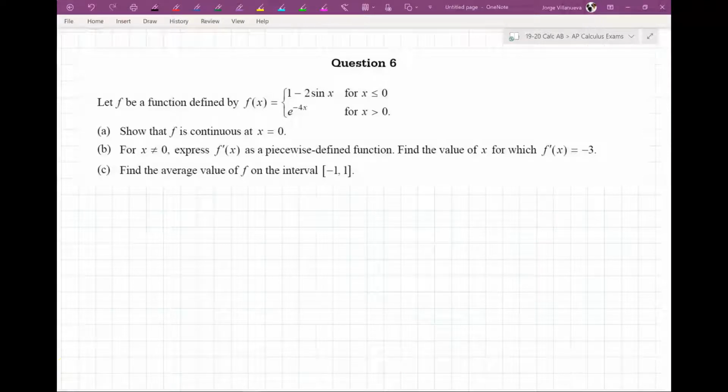All right, guys, so this is the 2011 FRQ question number 6. I was asked to see if I could go over this with you guys, so I'll do that right now.